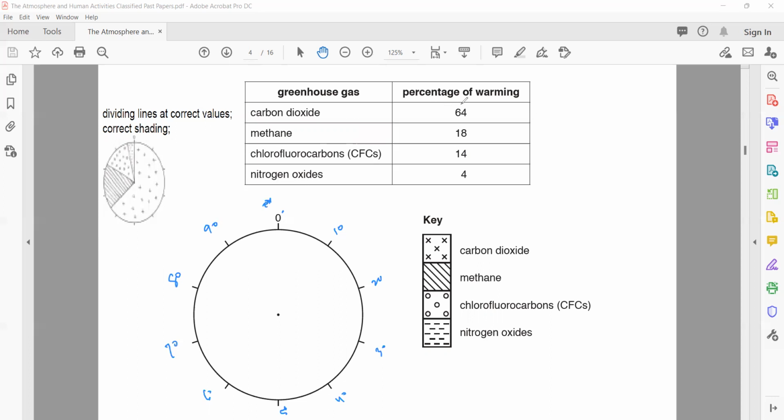So if this is 64, it means that you will start from here like this, and this is 50, this is 60, 64 comes somewhere here. I'm just giving the example, somewhere here. So this is all 64. But for this carbon dioxide, what you should do is draw this sign, because this is the key.